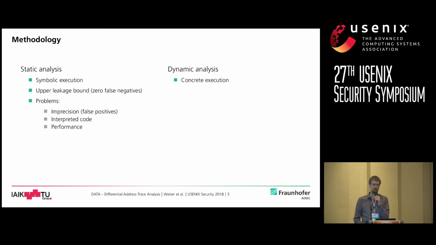In contrast, dynamic analysis can use a concrete, real execution, and it only reports real address leaks. So we can achieve 0 false positives. And that's what we want to have. However, the main problem with dynamic methods is that they suffer from false negatives. That is, they might miss leakage, which is not found. So it's very important to reduce false negatives in this case.